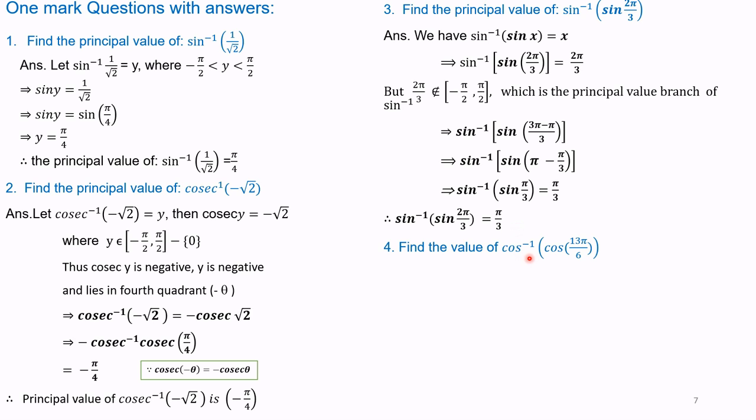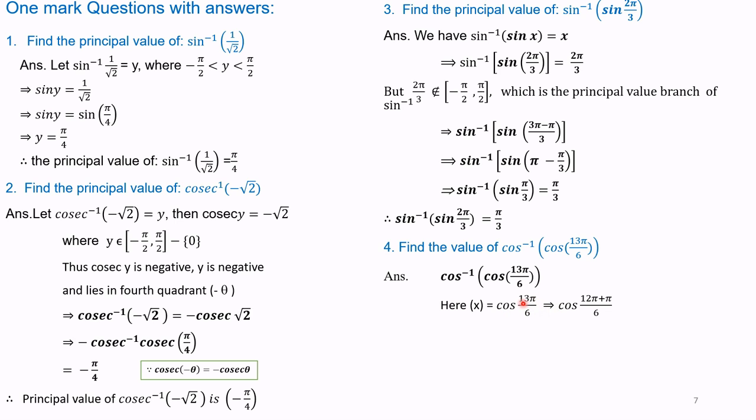Find the value of cos inverse of, within the big bracket, cos of 13 pi by 6. This is what we have to find. These are all 1 mark questions, very simple. Cos inverse of cos of 13 pi by 6 is just a given function. Here, the term in the big bracket is cos of 13 pi by 6.